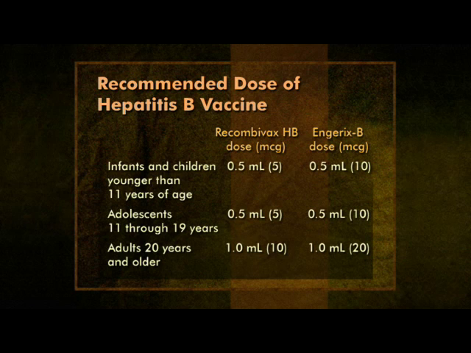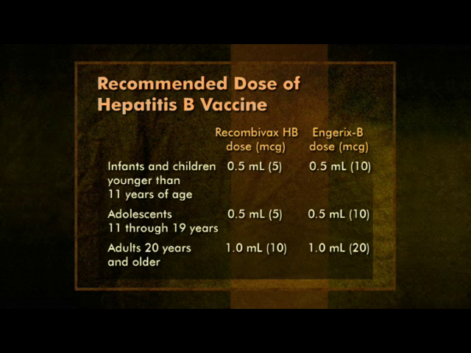This graphic shows the recommended dose of hepatitis B vaccine by age group and vaccine brand. All infants and children younger than 11 years of age, shown in the first row, receive a half milliliter dose of either Recombivax or Engerix. Although the amount of antigen in the half milliliter doses differs by manufacturer, the vaccines are considered equivalent and are completely interchangeable.